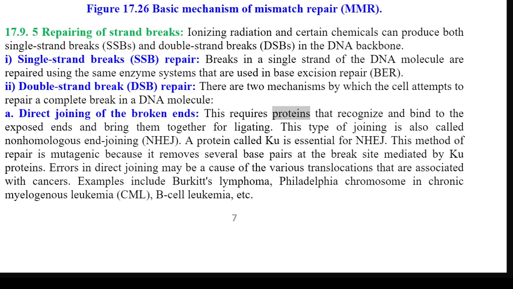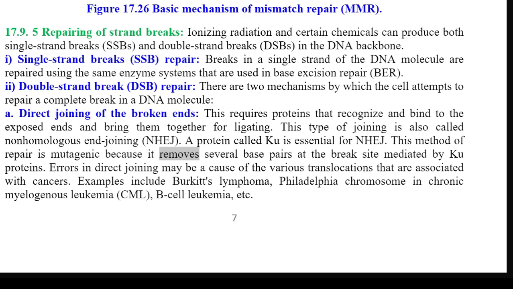A protein called Ku is essential for NHEJ. This method of repair is mutagenic because it removes several base pairs at the break site mediated by Ku proteins. Errors in direct joining may be a cause of the various translocations that are associated with cancers. Examples include Burkitt's lymphoma, Philadelphia chromosome in chronic myelogenous leukemia, CML, B-cell leukemia, etc.